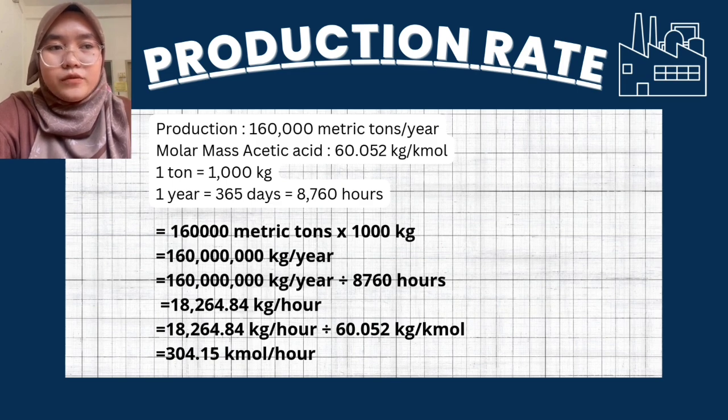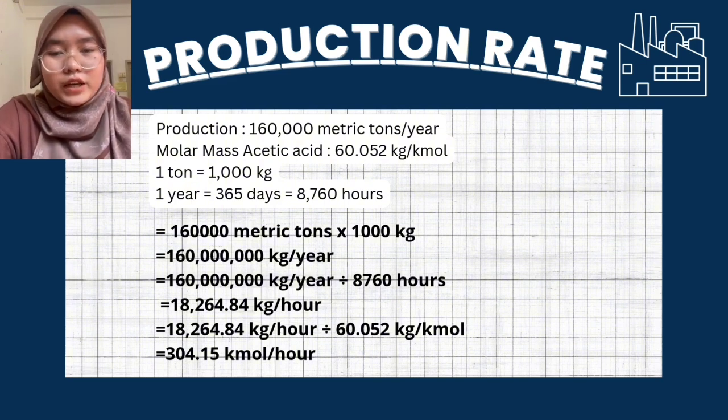This is the information of the production rate, where our annual production rate is 160,000 metric tons per year, and the molar mass for acetic acid is 60.052 kilograms per kilomole. One ton equals 1,000 kilograms, and 1 year equals 365 days, which equals 8,760 hours. First we convert the annual production into kilograms, giving us a total of 160 million kilograms per year. By dividing this by the total of 8,760 hours, we get 18,264.84 kilograms per hour.